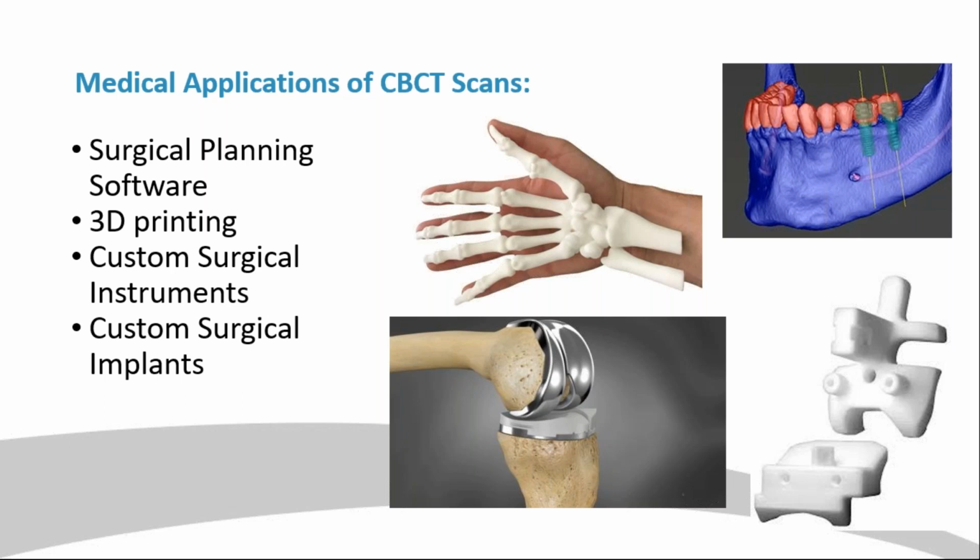Ian mentioned this in regards to 3D printing, and here with the hand as an example, the cone beam scans can be taken and models can be made so that the surgeons can actually manipulate the anatomy and see how they are going to approach a patient's specific anatomy prior to getting into the operating room and getting into that case. This allows for a great level of collaboration between doctors and different specialties.